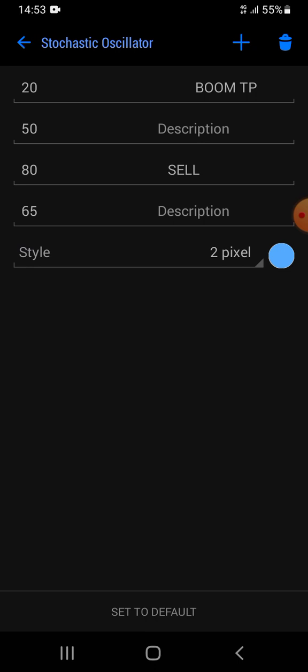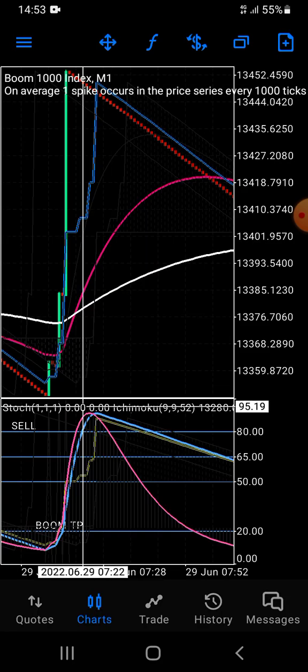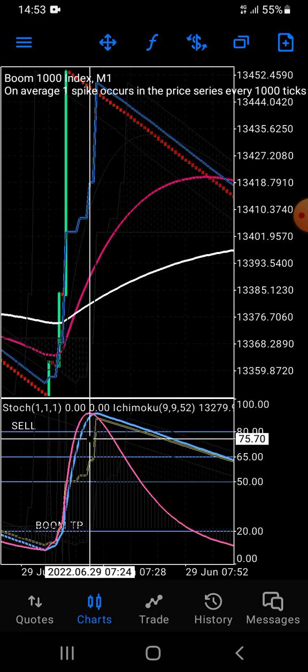For my Boom, my 20 level, I use it as Boom take profit. The 80 level, I labeled it as sell. So I click back and click done. So this is our stochastic oscillator.